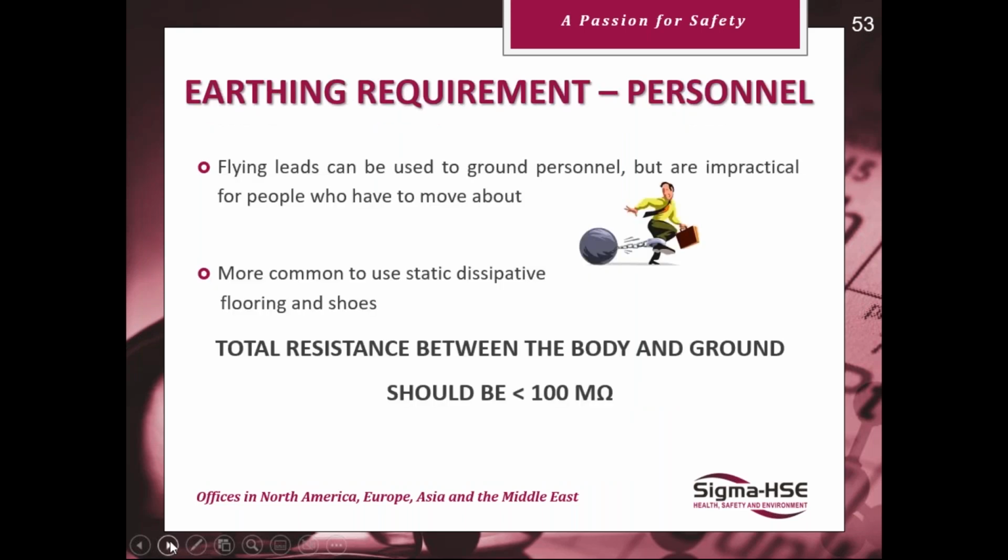For personnel, flying leads can be used to ground personnel, but people don't like walking around with these attached to them everywhere. They use them in the electronics industry quite a lot around their wrists, but it's not really practical in most manufacturing plants. It's more common to use static dissipative flooring and shoes, and the total resistance between the body and ground should be less than 100 megohms.